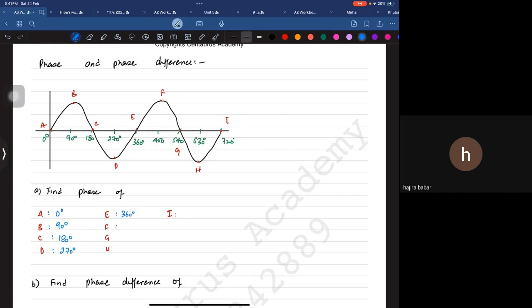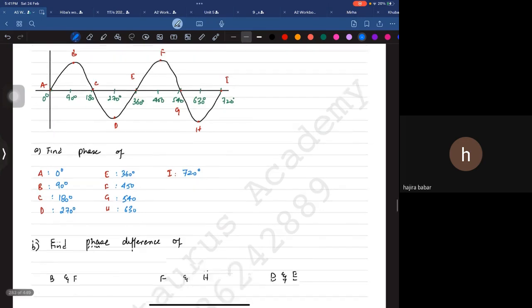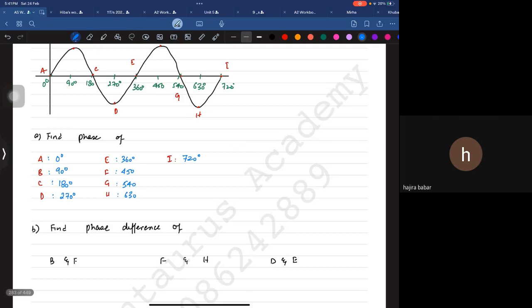What about F? That's going to be 450. Very good. G, 540. H is 630. And I is 720. So phase means that particular position where they are at that moment. But then we can find the difference between 2 points, and we call that as phase difference. It basically comes out in angles.